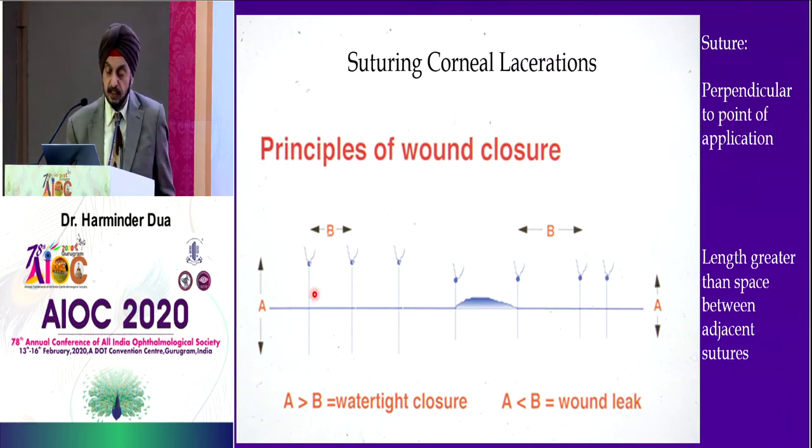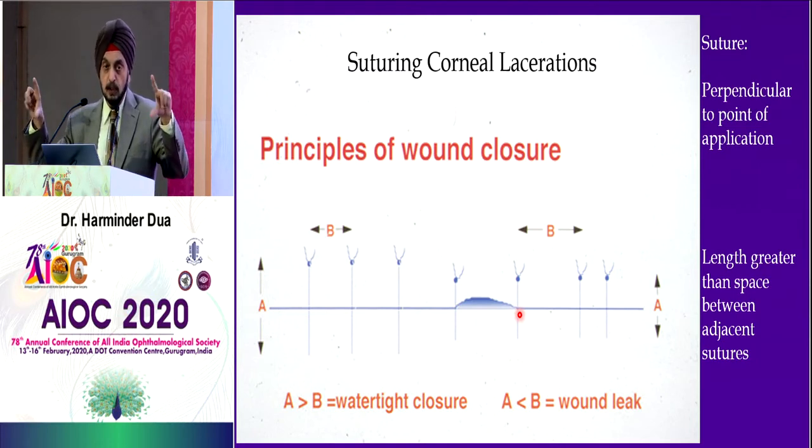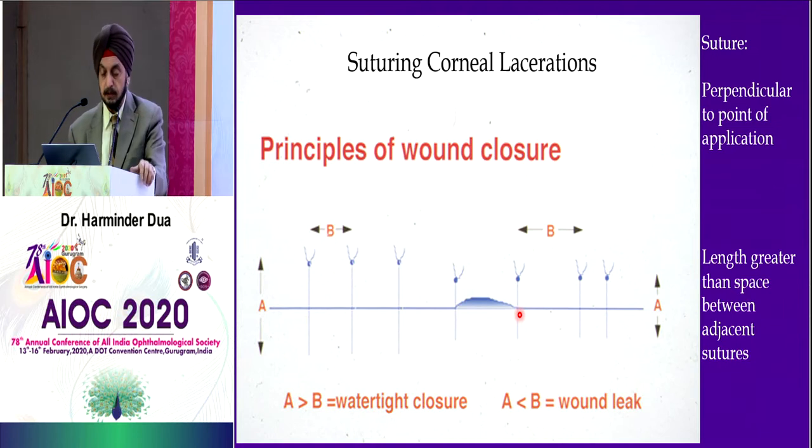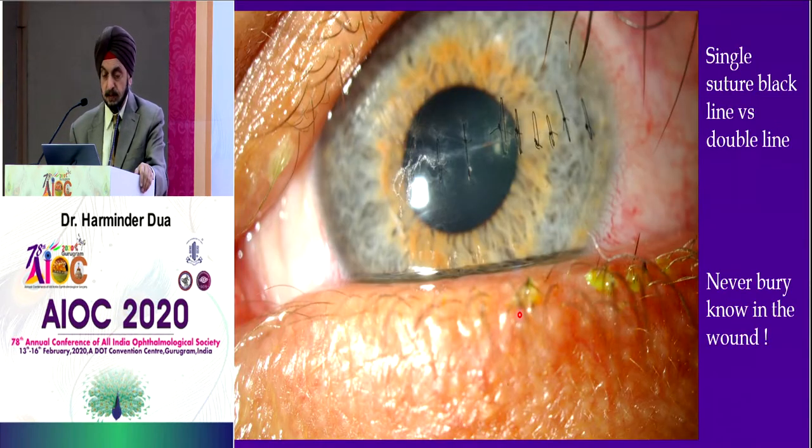Most important is that your suture should be perpendicular to the site of application, and then the distance between two sutures should be less than the length of your suture. If the distance between two sutures is more than the length of your suture, it will leak in between over there, and you would then have to put another stitch over there. The length can vary, usually closer to the limbus they are longer, and as you move to the center they are shorter, but you can vary the distance between the sutures according to the length that you are using.